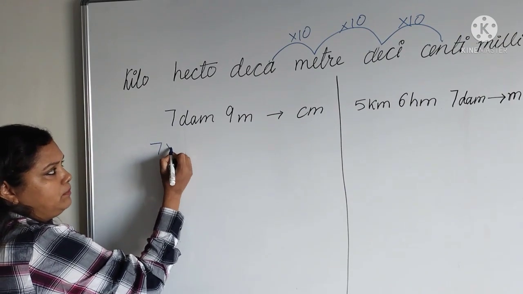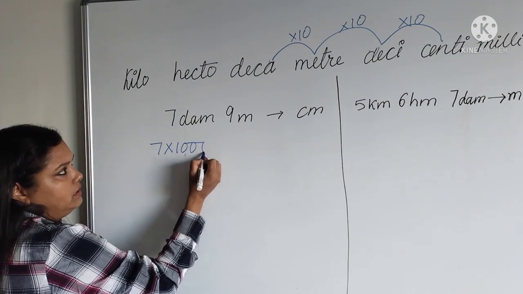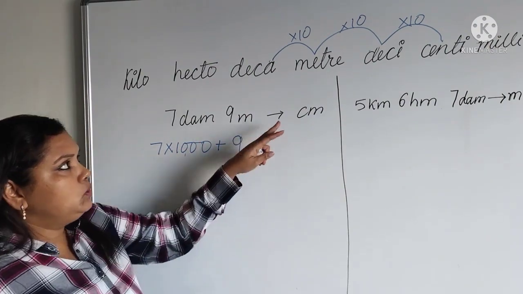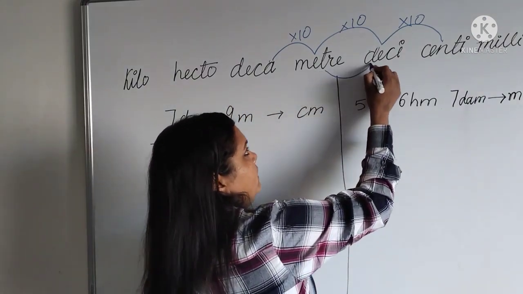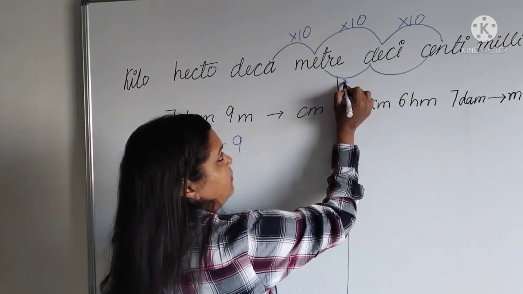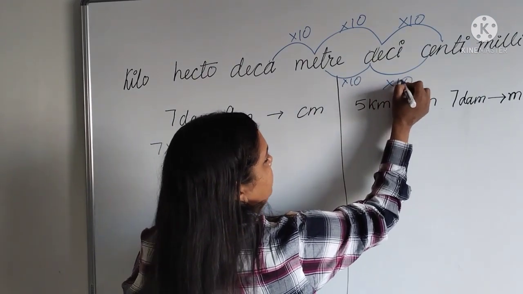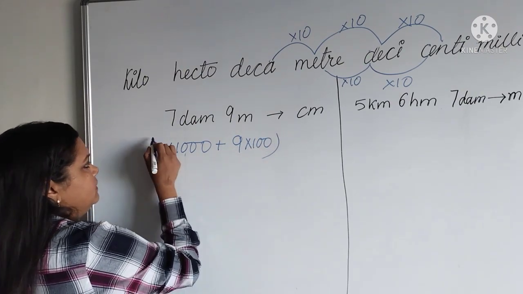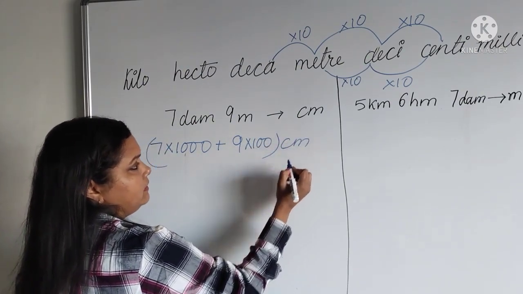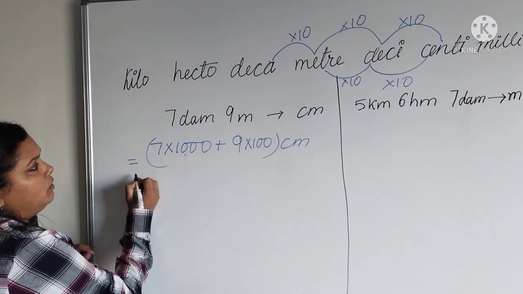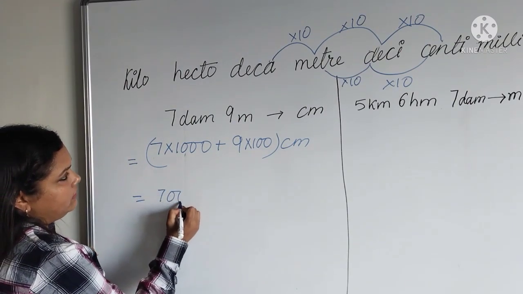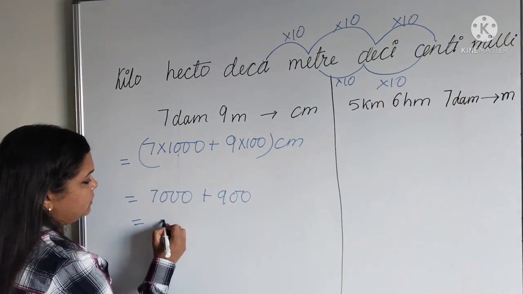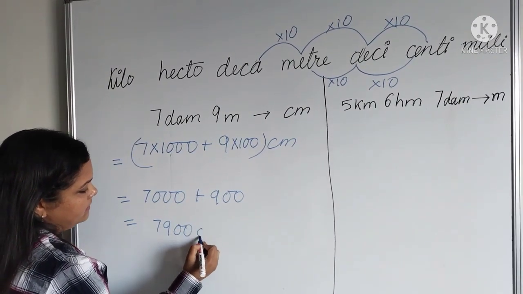So 7 multiplied by 1000 plus 9. Now meter to centimeter, how many steps? 1, 2 steps. That means multiplied by 10, multiplied by 10. So multiplied by 100. This is in centimeter. Okay. So your final answer will be 7000 plus 900. That will be equal to 7900 centimeter.